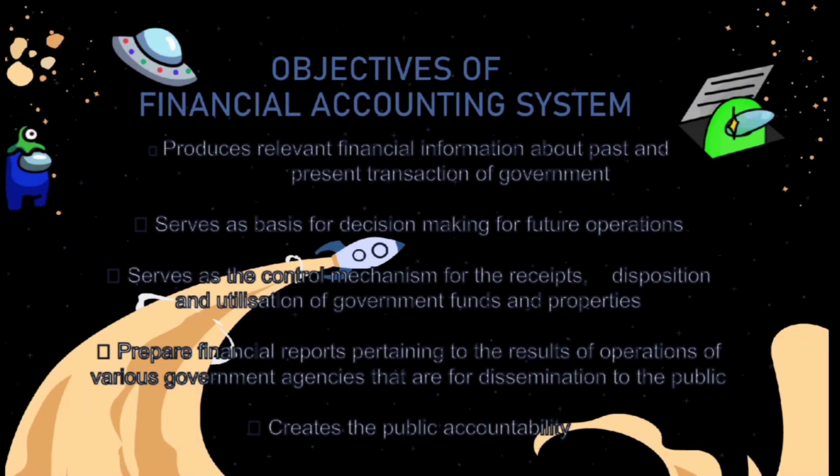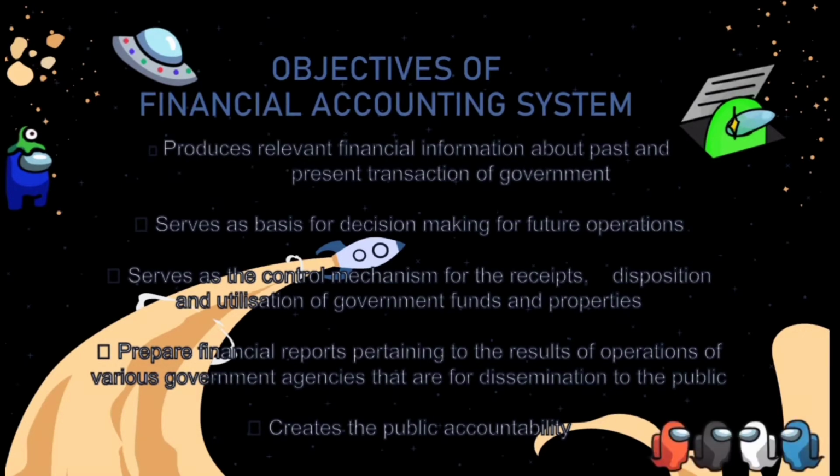So, what are the objectives of financial accounting system? First, it produces relevant financial information about past and present transactions of government. It serves as basis for decision making for future operations. It serves as the control mechanisms for the receipts, disposition and utilization of government funds and properties. Next, it prepares the financial reports pertaining to the results of operations of various government agencies that are for dissemination to the public. It also creates the public accountability.